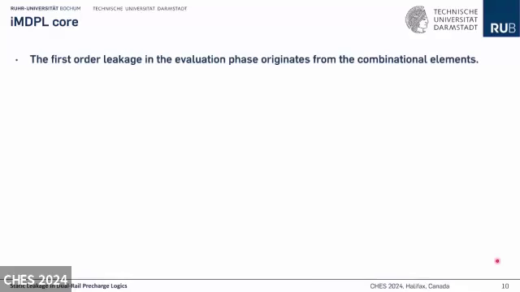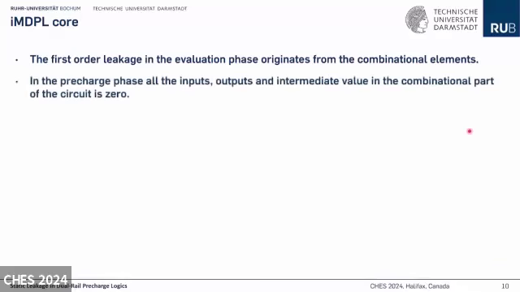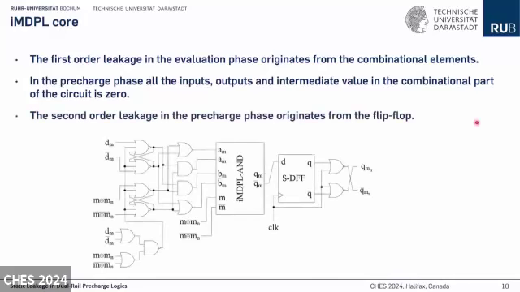In the evaluation phase, all the dual rail signals have complementary values, and the observed first-order leakage originates from the combinational blocks. But in the pre-charge phase, the situation is different, and all dual rail signals are pre-charged to zero. Actually, in the pre-charge phase, we have only some stored values in the flip-flop. So let's look at the structure of an IMDPL flip-flop.